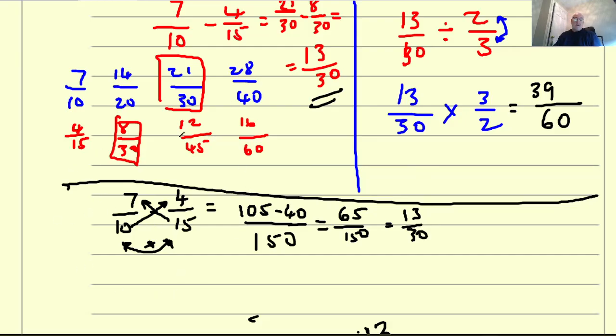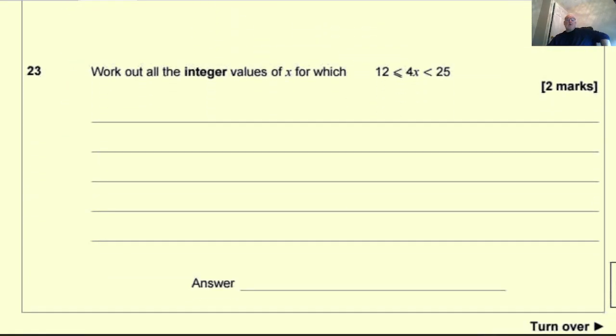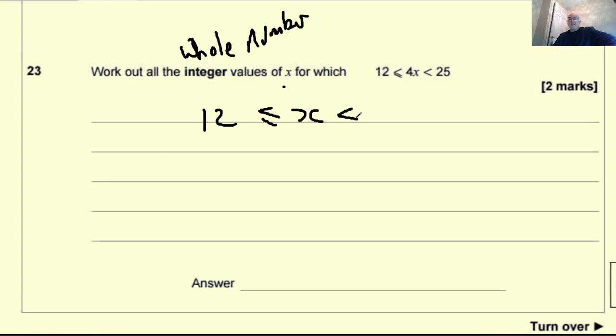But this method will work with any fraction: multiply the denominators together, and then cross multiply the numerators. It just means that you're going to have to simplify it a little bit more when you get to that point. Next question. Work out all the integer, whole number, values for x for which 12 is smaller than or equal to 4x, but 4x is smaller than 25.